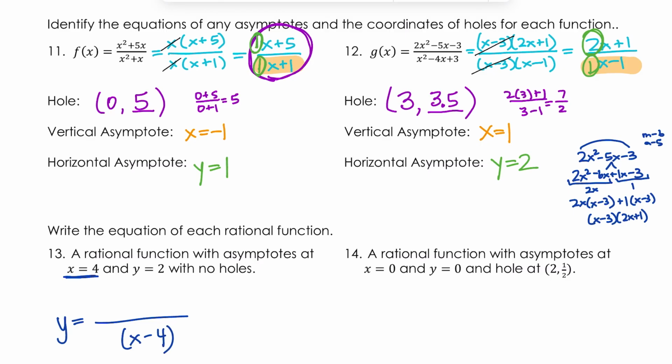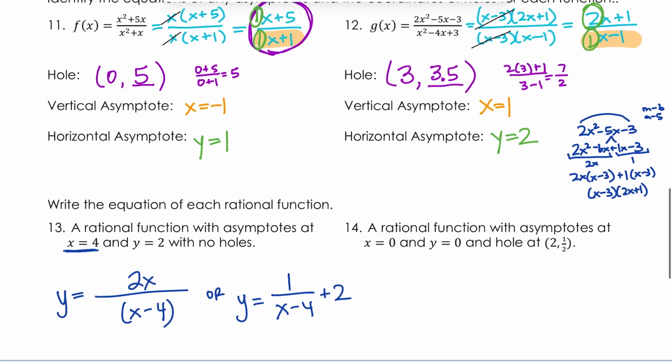For the y equals 2, this tells us that either the coefficients of our x, numerator over denominator, are going to be 2, so like this, or if we just have a number in our numerator, we can have a plus 2 at the end. Either one of those still gives the same type of asymptotes.